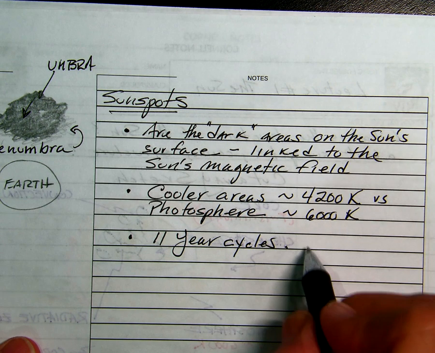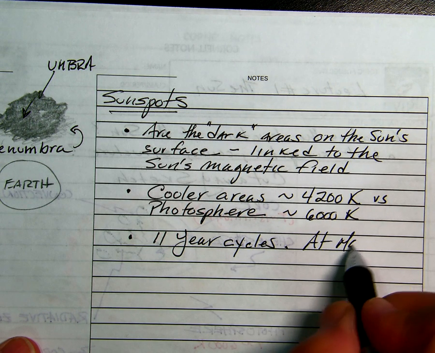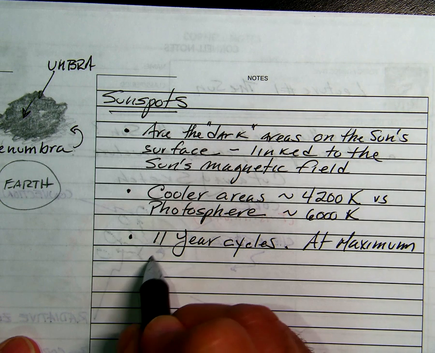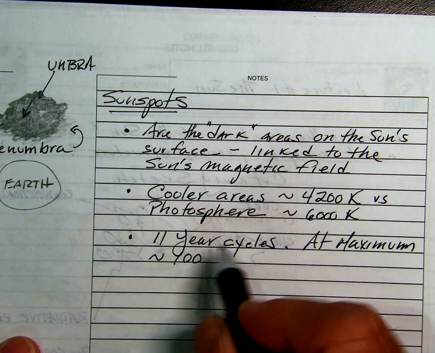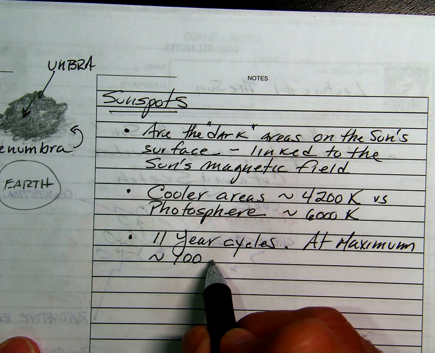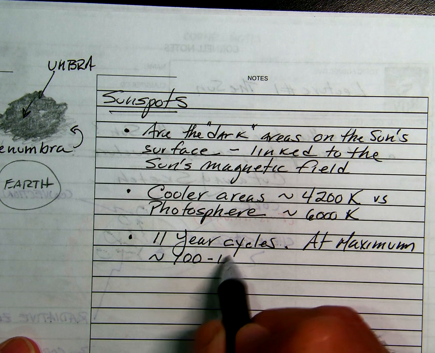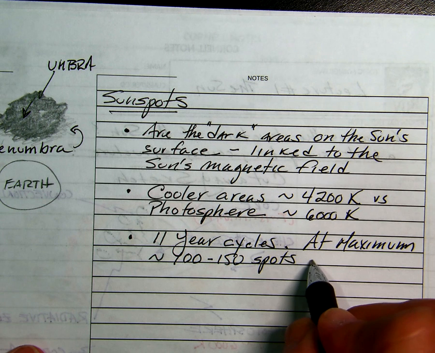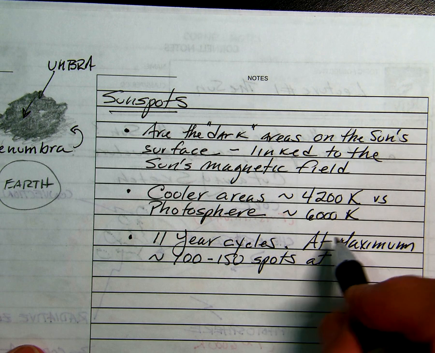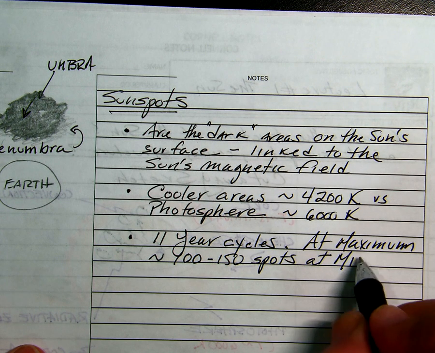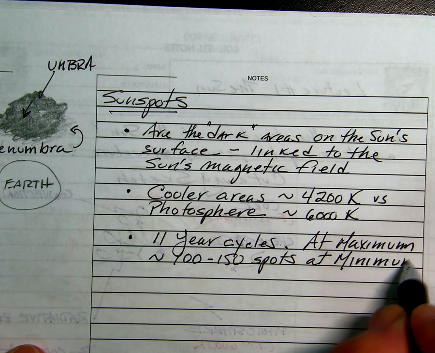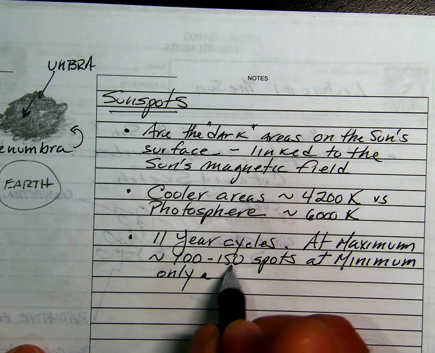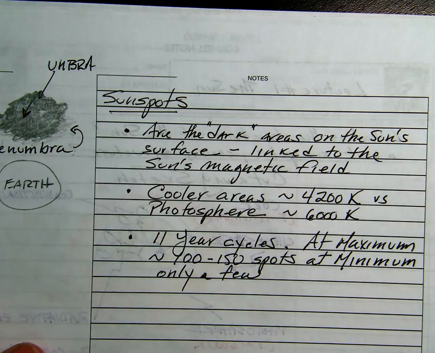At maximum, there's approximately 100 spots, 100 to 150 spots. At minimum, only a few.